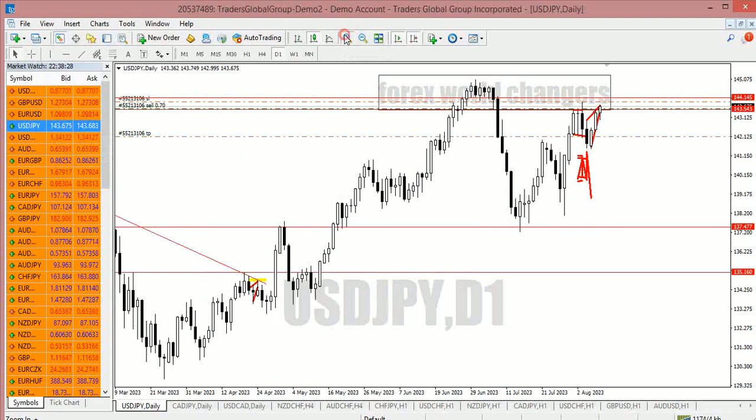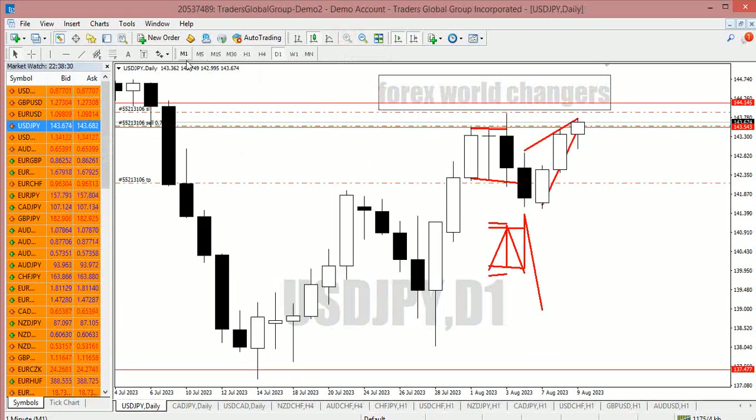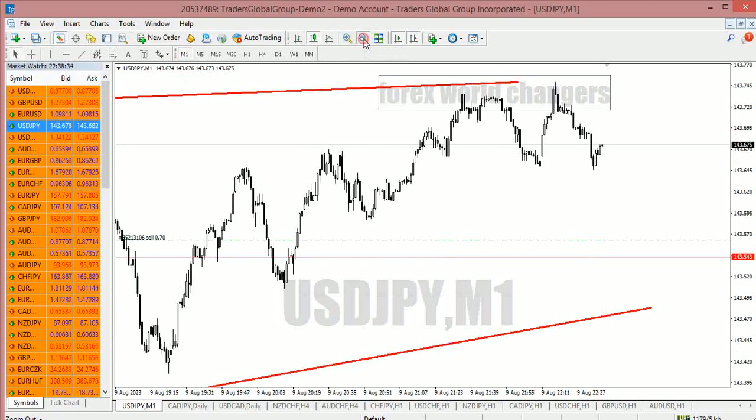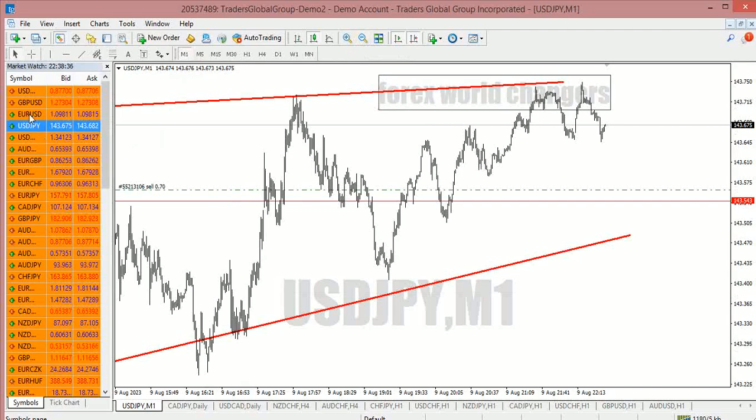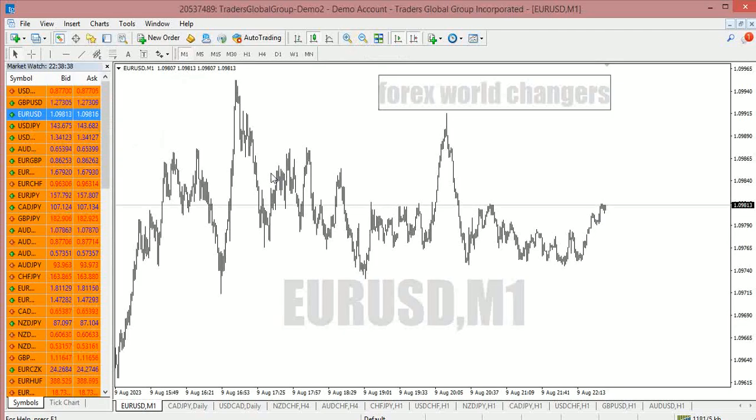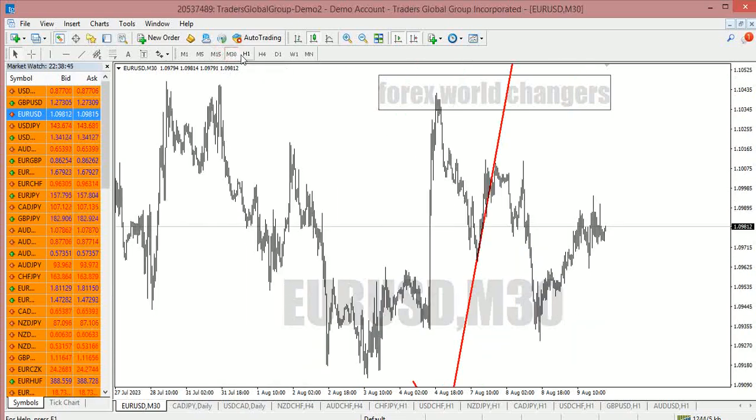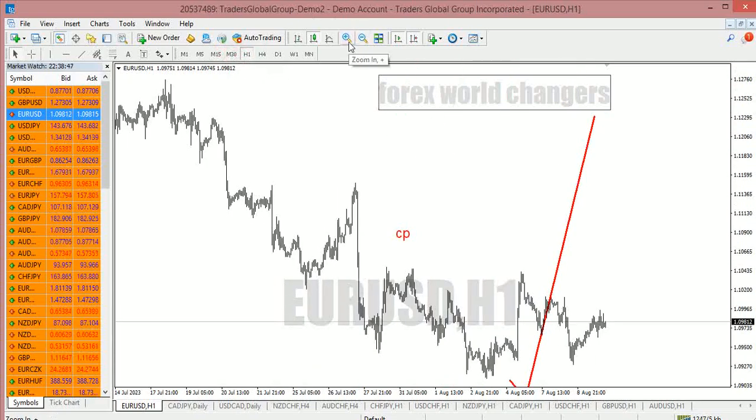So let's just see here what is happening. Hey, this one is giving me a hard time. Okay, never mind. Let's just focus. Oh, USD. I haven't sold the US dollar, man, in a minute. Let me zoom in.